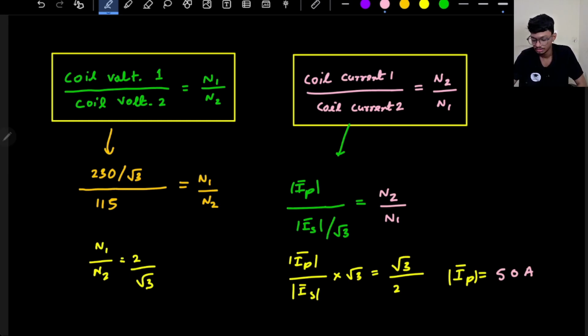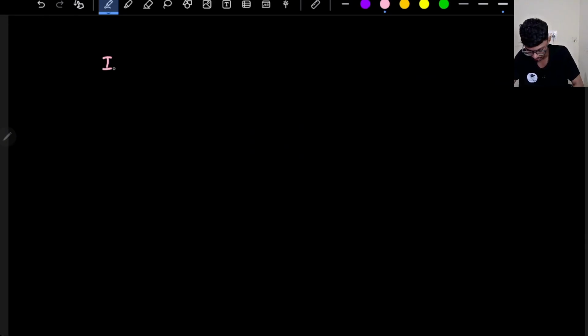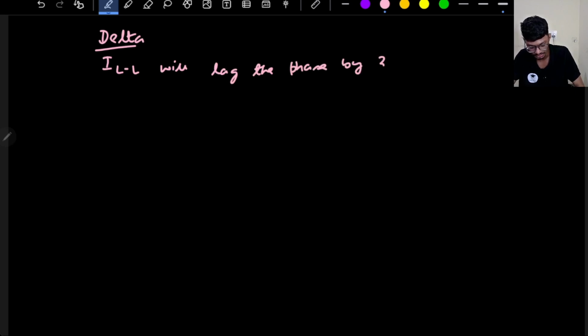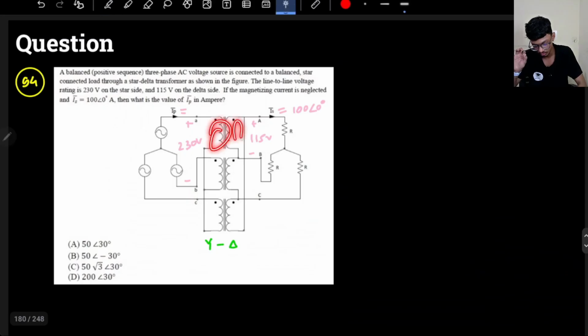What about the phase? So I can calculate the phase basically. What do I know? I know in case of a delta, the line current will lag the phase current by 30 degrees if it is balanced. Of course, all these are for balanced load. If it is not balanced, nothing will follow. One more thing I know, there will not be any phase shift between the high voltage and the low voltage winding, between the coil currents, right?